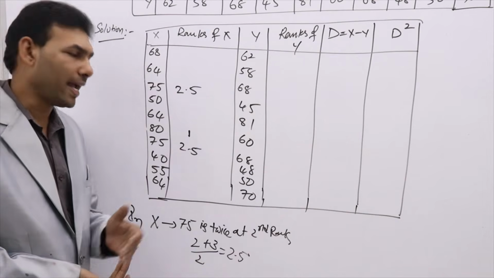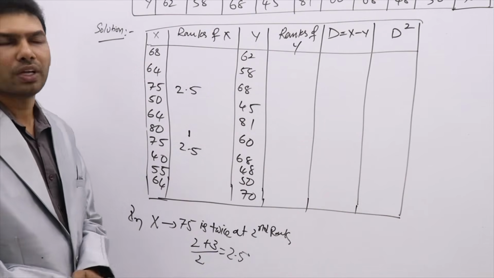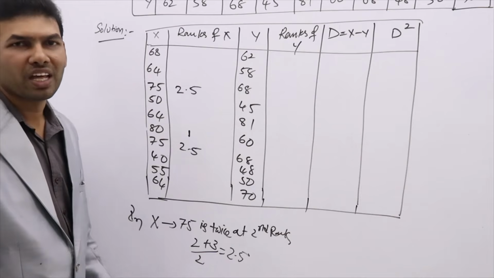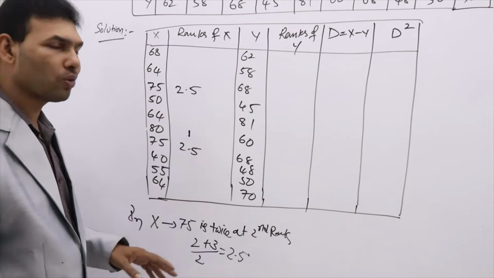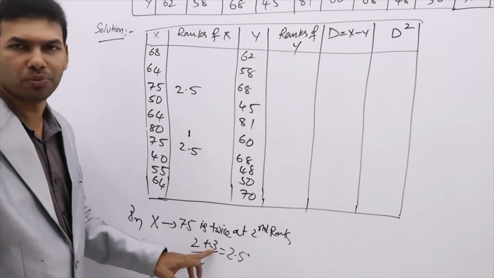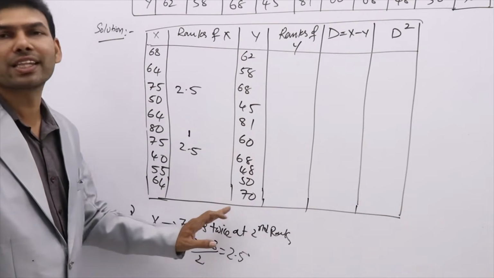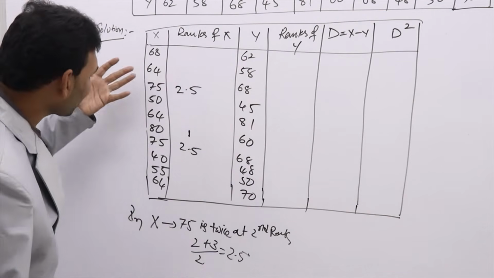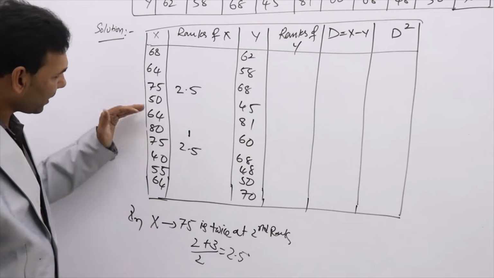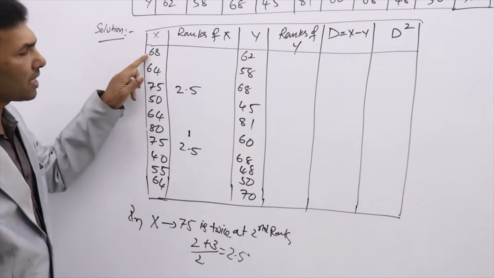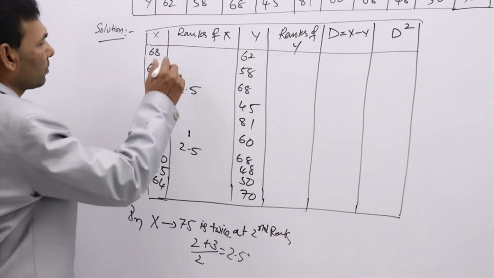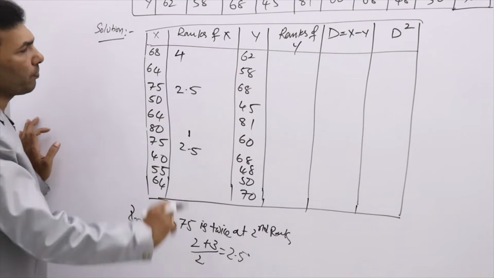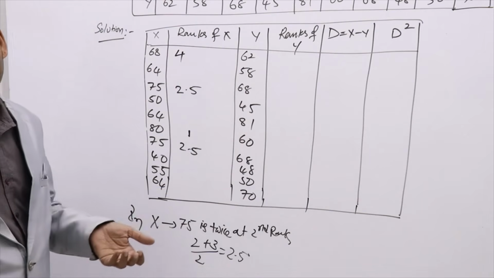Next, rank will be 4. Already up to 3 we assumed, so the next number we need to give rank 4. We should not give rank 3 for the next number. What is the next highest? 68. Fourth rank. Next, fifth rank we need to give.